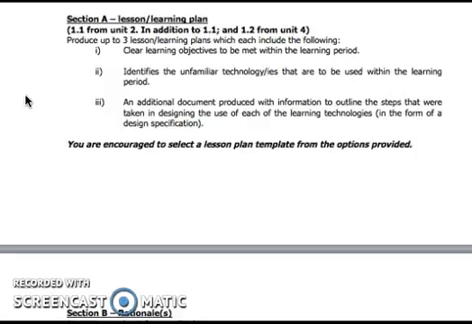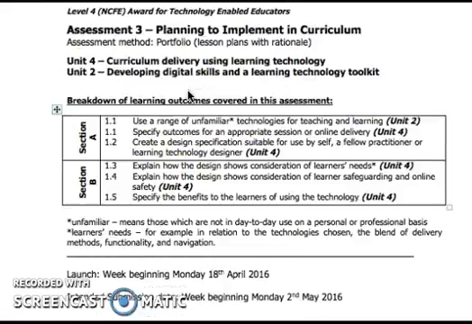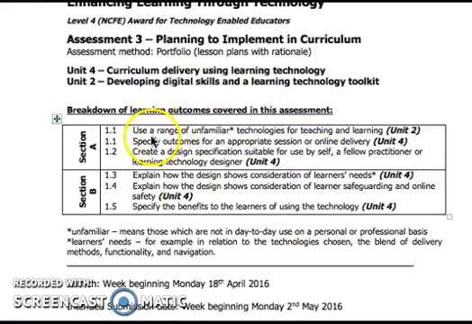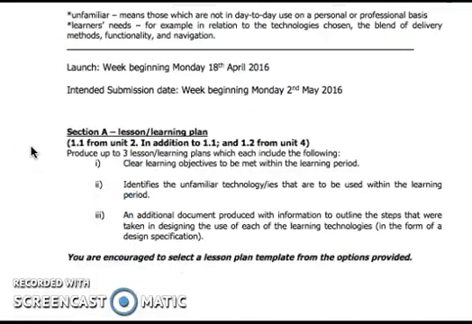The learning outcomes which we particularly need to be focused on here are 1.1 from Unit 2, and 1.1 and 1.2 from Unit 4. Just scroll up to those. Use a range, and remember a range is at least 3, of unfamiliar technologies for teaching and learning. It might be that you have planned to use 3 different technologies within the same lesson.